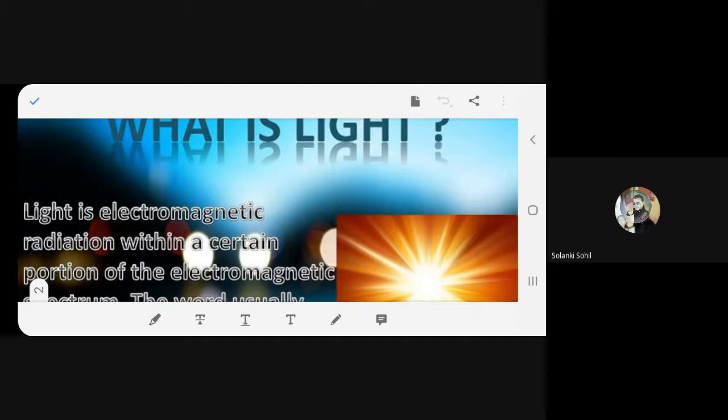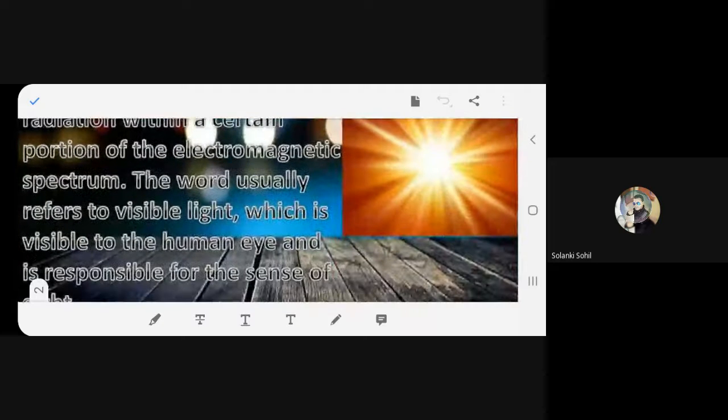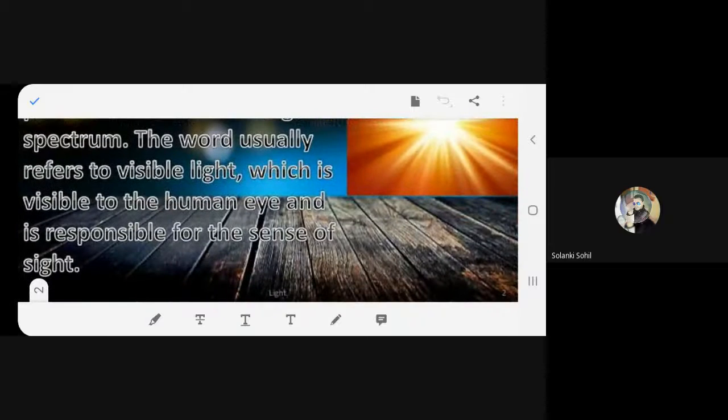What is light? Light is electromagnetic radiation within a certain portion of the electromagnetic spectrum. The word usually refers to visible light, which is visible to the human eye and is responsible for the sense of sight. You understand now?